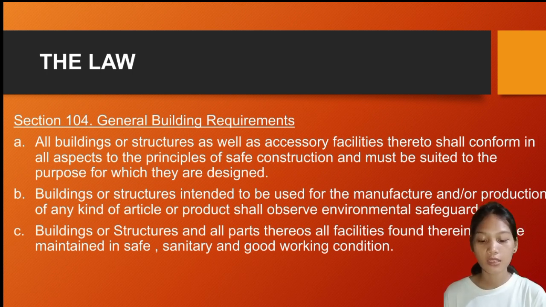Buildings or structures intended to be used for the manufacture and or production of any kind of article or product shall observe environmental safeguards. Buildings or structures and all parts thereof, as well as all the facilities found therein, shall be maintained in safe, sanitary, and good working condition.